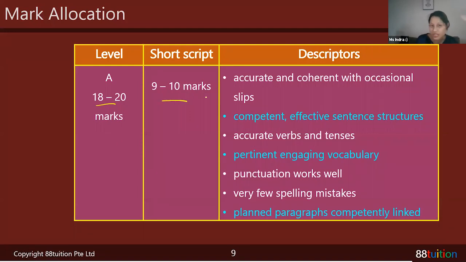If you write a short script, which is less than 100 words, you get only half the score. Basically, we have very accurate, coherent language, with occasional slips, very competent, effective sentence structures, accurate verbs and tenses, very engaging vocabulary to show that you understand what the task requires of you, punctuation that works well, and of course, minimize spelling errors, please, as well as very thoroughly planned out paragraphs that show that my essay links, it flows.